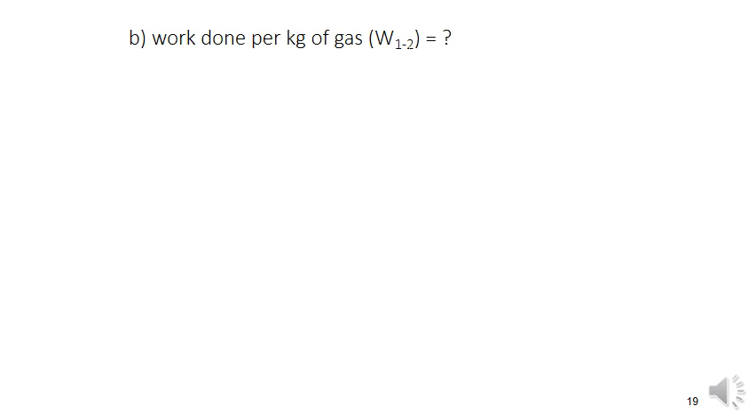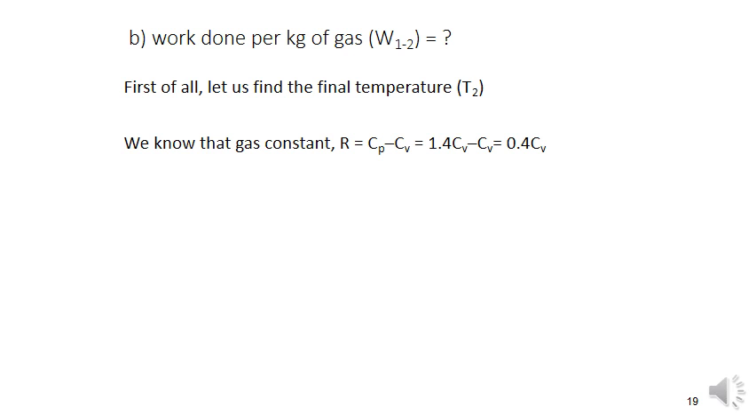Next, they ask for the work done per kg of gas. It is a polytropic expansion process, so the work done is P1 V1 minus P2 V2 divided by n minus 1. First of all, let us find the final temperature.